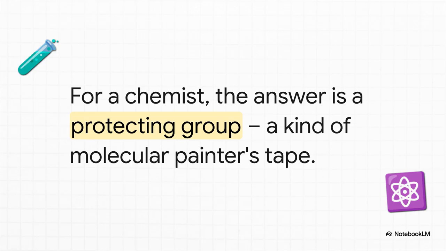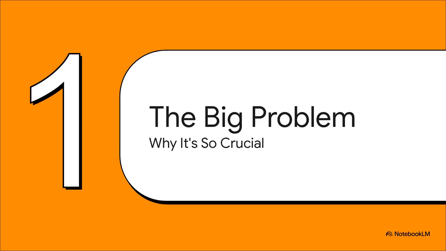Because chemists have come up with a very similar strategy, a kind of temporary mask for molecules that lets them work with just incredible precision. Okay, so let's start by digging into the problem this molecular tape is supposed to solve. I mean, why is this even necessary? Why is it so important in chemistry?